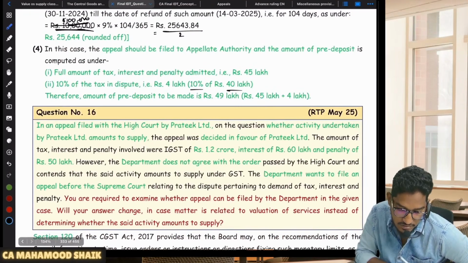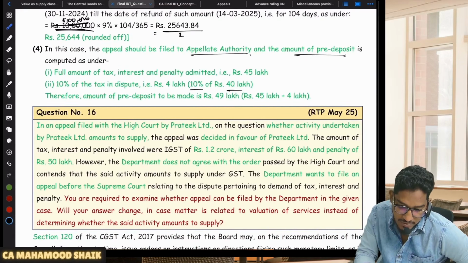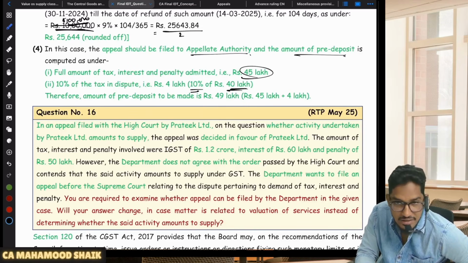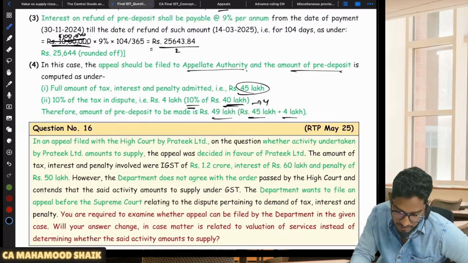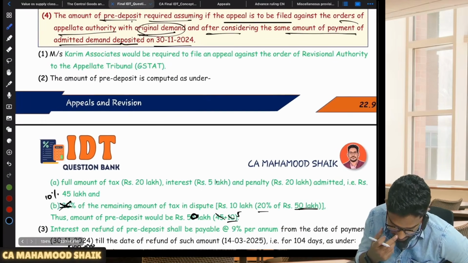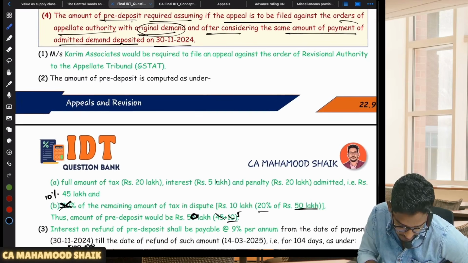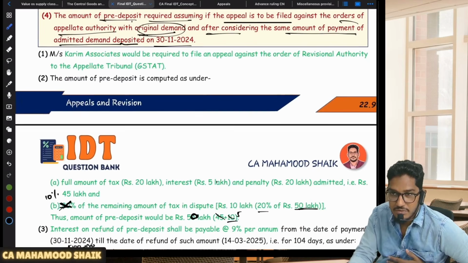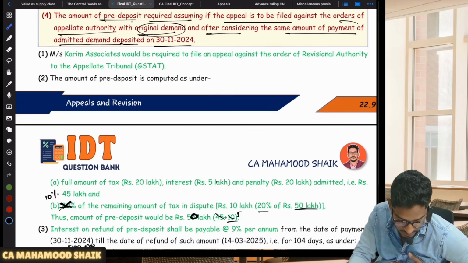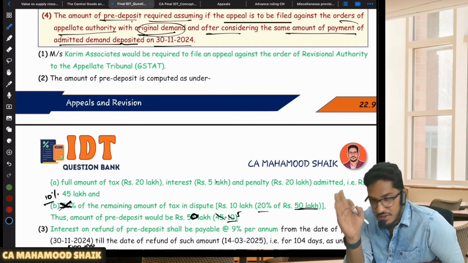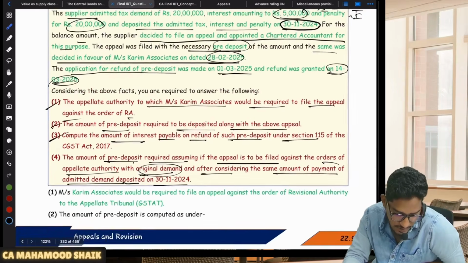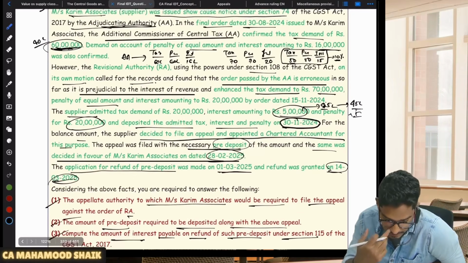See, here they have told 4% only. In this case, appeal should be filed to the appellate authority and the amount of pre-deposit required is the full amount of admitted tax 45. On the balance 40 lakh rupees, 10%, which will come to 4 lakh rupees only. 45 plus 4, 49 only you are required to do. So how come they have given 10% here? I'm unable to understand it. Might be prior to amendment. There might have been some prior issue, 20%. So whatever it is, here also take 10% only, because as per the provisions we have discussed, only 10%. Next. Then thereafter, let us go to the next question.